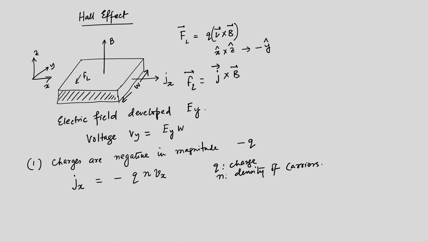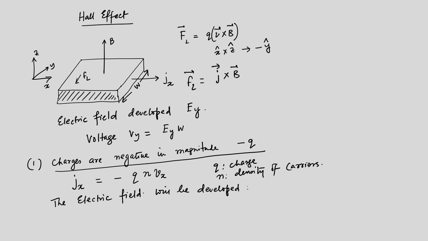All right. So when the charges are negative, this is case one, and in that case the electric field that will be developed will be in the minus y direction. And so the Hall voltage, because the electric field E_y is in the negative y direction, is negative. This gives a negative Hall voltage. We'll show what the implications of this are.